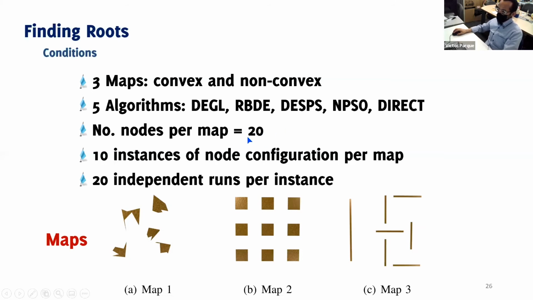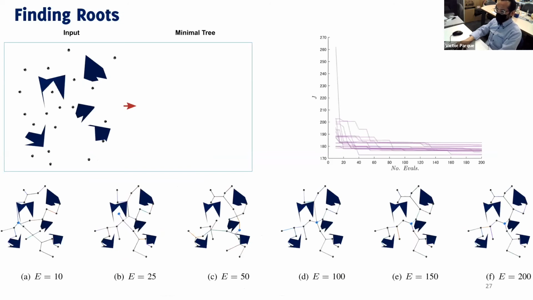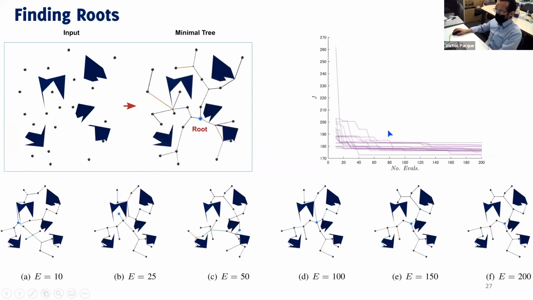For all the experiments, we assume that we have 20 nodes in the map, and for each kind of map, we assume that we have 10 different instances of node configuration, and we run 20 independent runs per instance. For example, for this arbitrary configuration, our optimal tree is something like that, and the typical convergence is something like that. We can see that it takes about 200 fitness evaluations to get more or less a minimal tree.